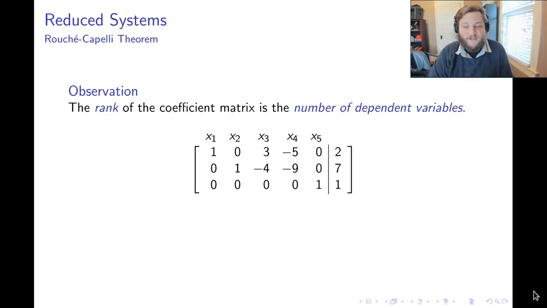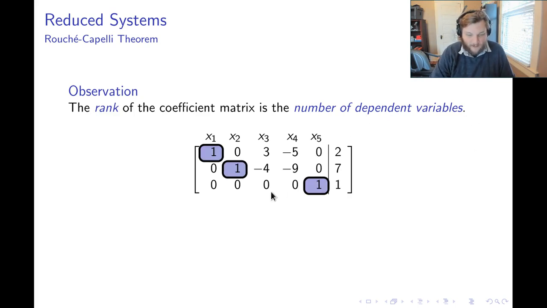Another thing to observe here is that we can talk about the rank of the coefficient matrix of a system in reduced row echelon form. And the rank is the number of pivot columns, but remember that the pivot columns in the coefficient matrix correspond to dependent variables. So the rank of the coefficient matrix is the number of dependent variables.